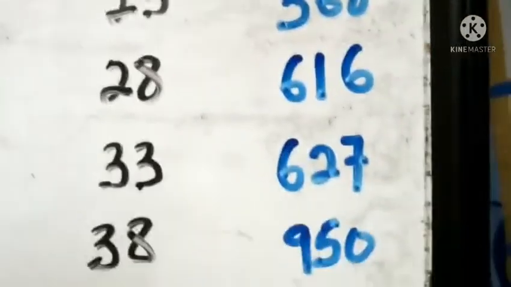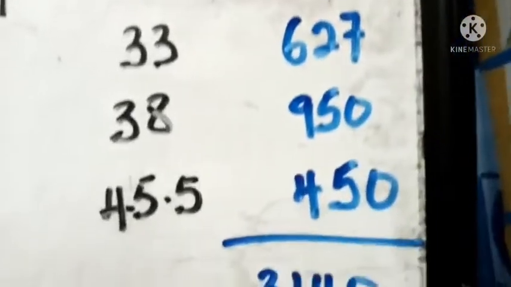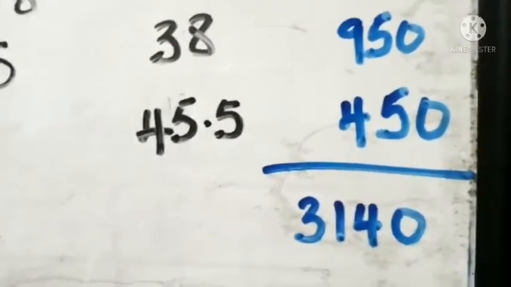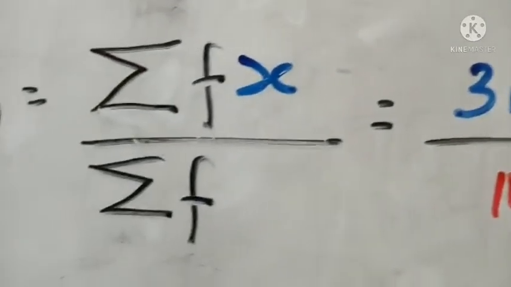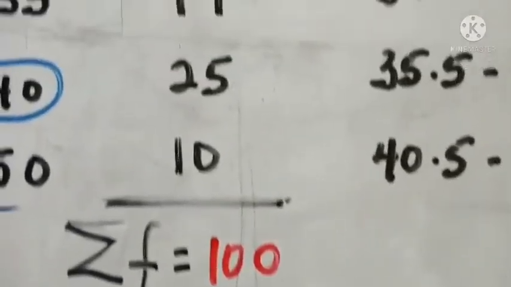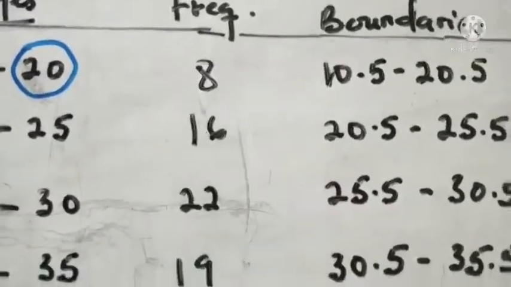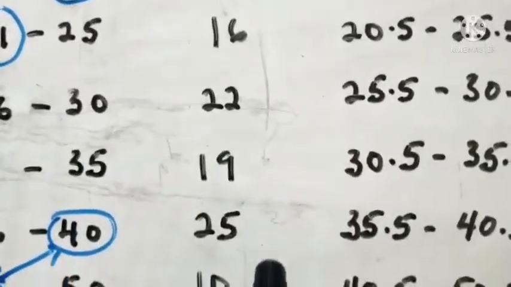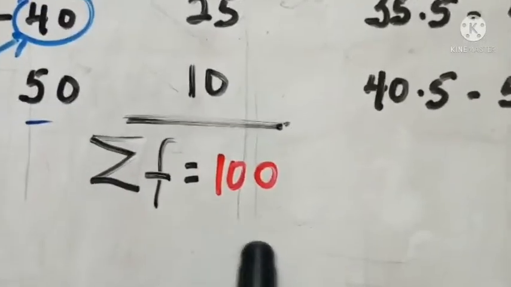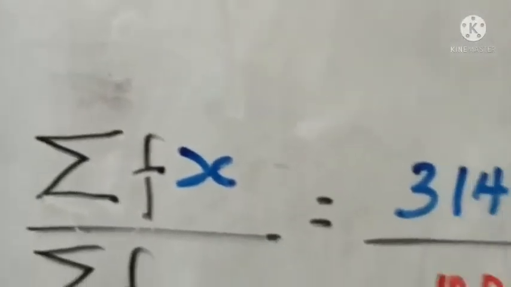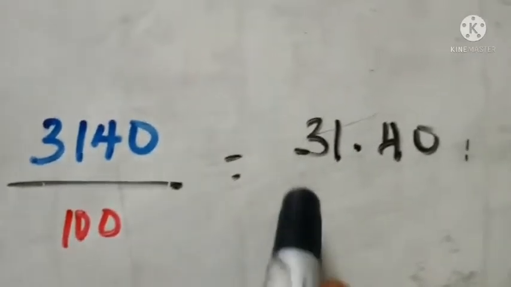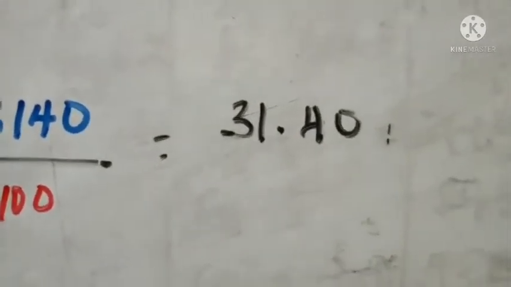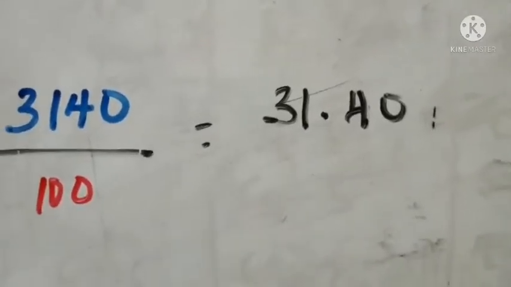So when you are done, they say you should sum. You have to add everything here. That will be 3140, right? So this is the summation of fx, which is 3140. Then down here it says summation of f. You should add all the frequencies. We are adding all these values, so 8 plus 16 plus 22 and so on and so forth. When you sum everything together, you get 100, right? So 3140 divided by 100 should be 31.40. Is that okay? It is set to 2 decimal places, so that will be 31.40.